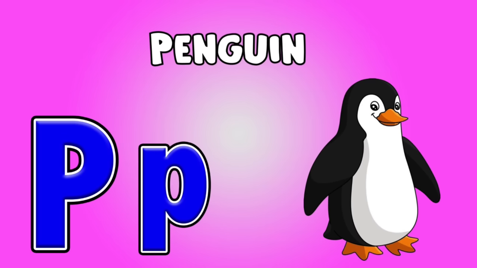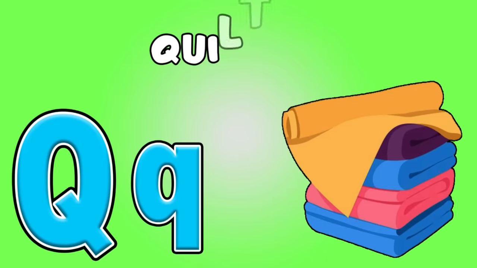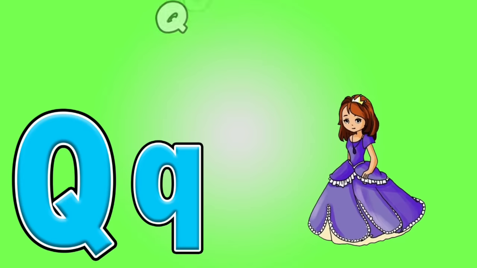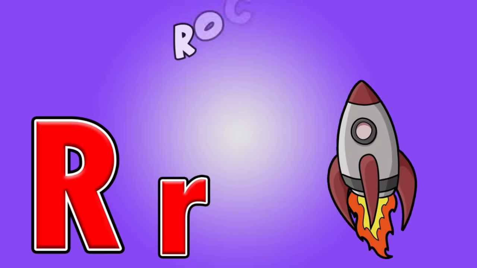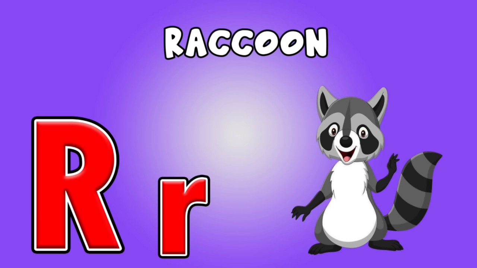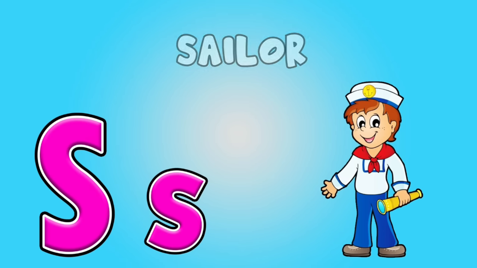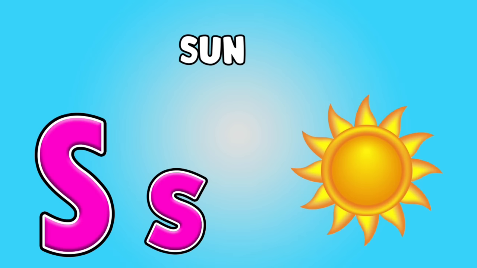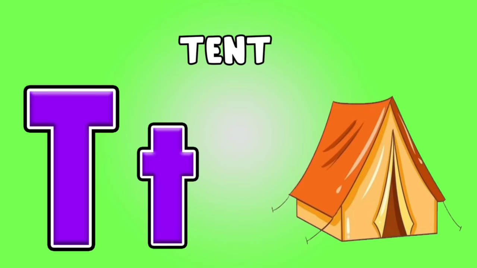P, penguin. P, pizza. Q, quilt. Q, queen. R, rocket. R, raccoon. S, sailor. S, sun. T, tiger. T, tan.